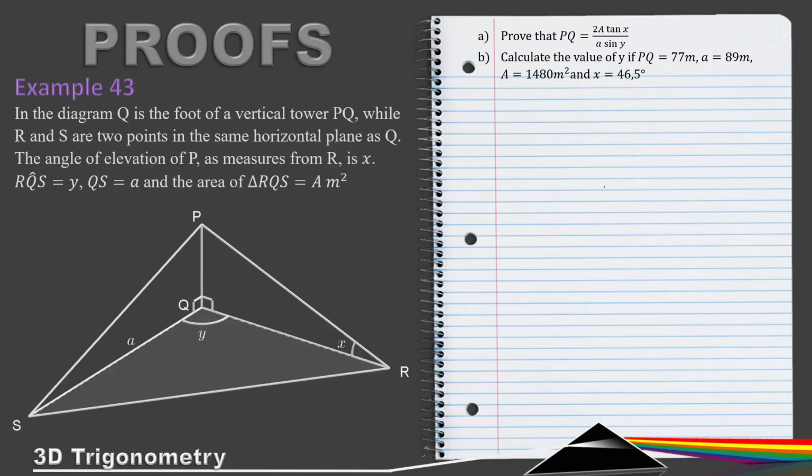Okay, now to look at the question, in the example, yes, we've just seen that. Prove that PQ is 2A tan X over A sine Y.